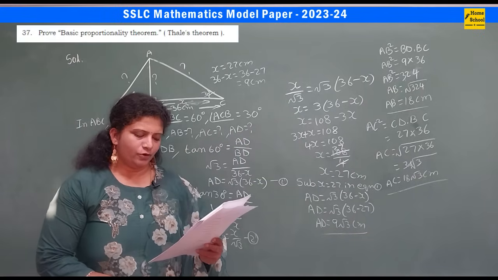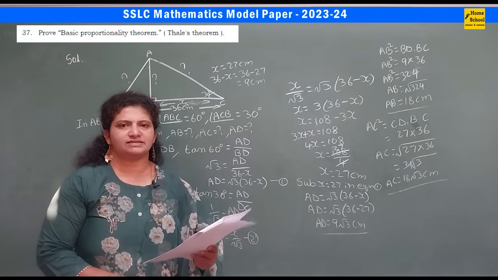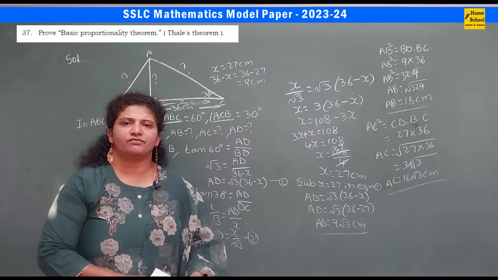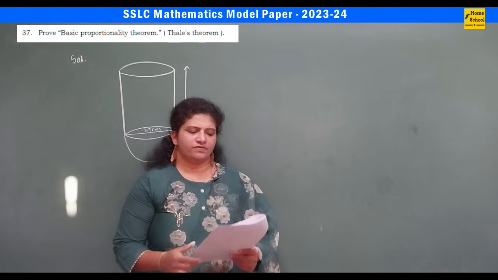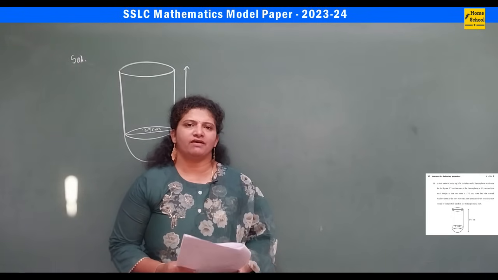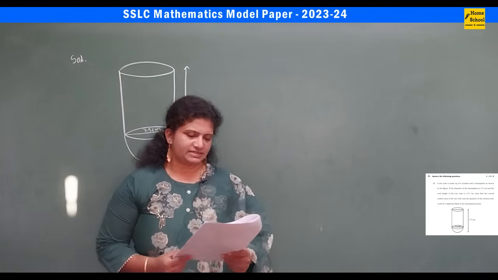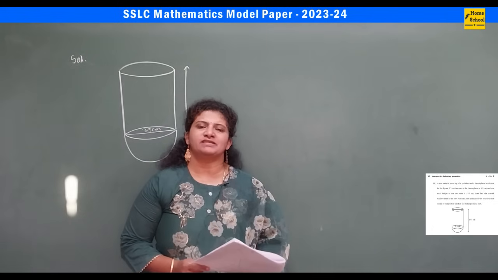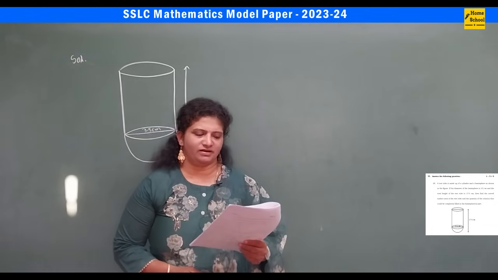37th one, prove the basic proportionality theorem or Thales theorem. This is a direct theorem from your triangles chapter. So with this we are going to complete our 5 mains. The last main will have only one problem, that is the 6th main. This one problem carries 5 marks. 5 into 1, 5 marks.